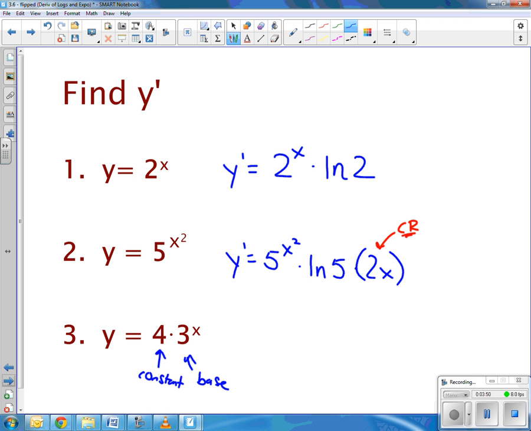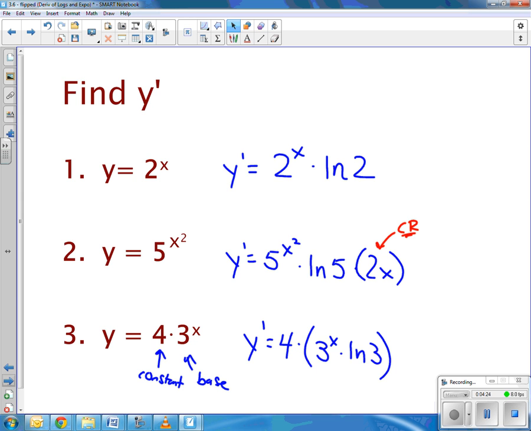So y prime is going to be 4 times the derivative of 3 to the x. So that's going to be our new formula here, 3 to the x times ln of 3. Here, again, you can rearrange a little bit, but nothing can really be combined. We would just have 4 ln 3 times 3 to the x. We could do a little bit with some of the log properties, but for now, I'm just going to focus on finding that initial derivative.